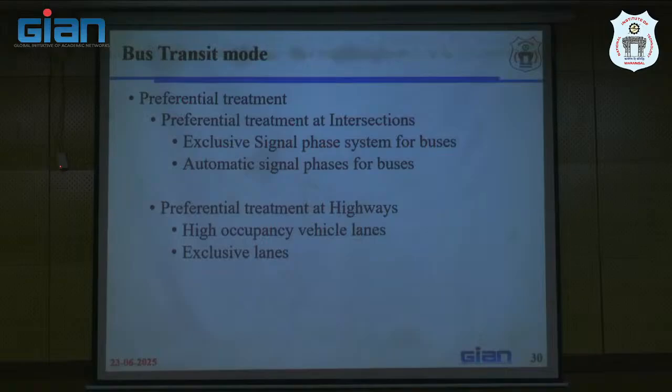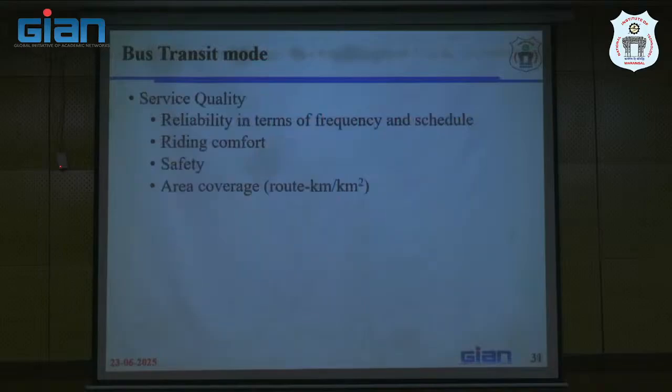So some of the preferential treatments are exclusive signal phases, automatic signal phases, high occupancy vehicle lanes and exclusive lanes for the buses. And the service quality and reliability in terms of frequency and scheduling, riding comfort, safety, and area coverage in terms of route kilometer per square kilometer of area. That means if you take the entire network of the city, how much route in kilometers is covered by different transit, specifically the bus. That is the total route kilometer covered by your transit system.